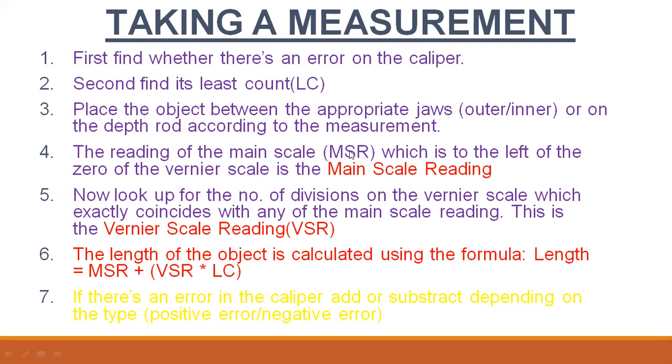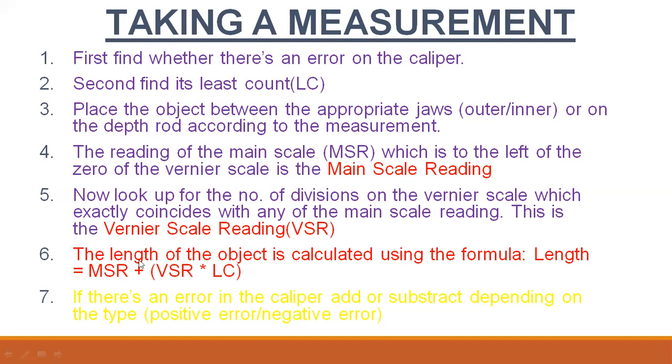Clear? ऑब्जेक्ट आपने प्लेस किया जॉज में, उसके बाद आपने मेन स्केल रीडिंग पढ़नी है. मेन स्केल रीडिंग कौन सी है? विच इज ऑन द लेफ्ट साइड ऑफ वर्नियर स्केल. वर्नियर स्केल के लेफ्ट साइड वाली रीडिंग आप पढ़नी है, वो मेन स्केल रीडिंग है. और जो एक लाइन वर्नियर स्केल की और मेन स्केल की आपस में मैच कर रही होगी, कंसाइड्स, दिस दैट इज वर्नियर स्केल.